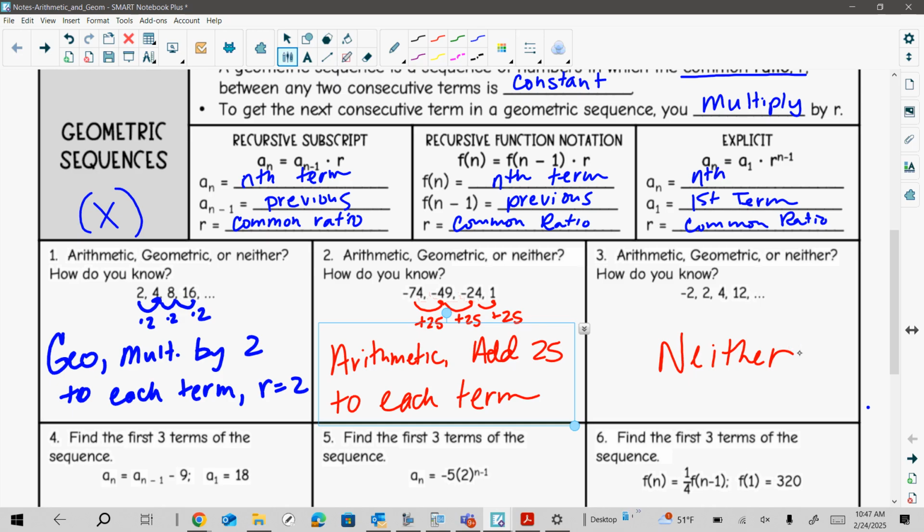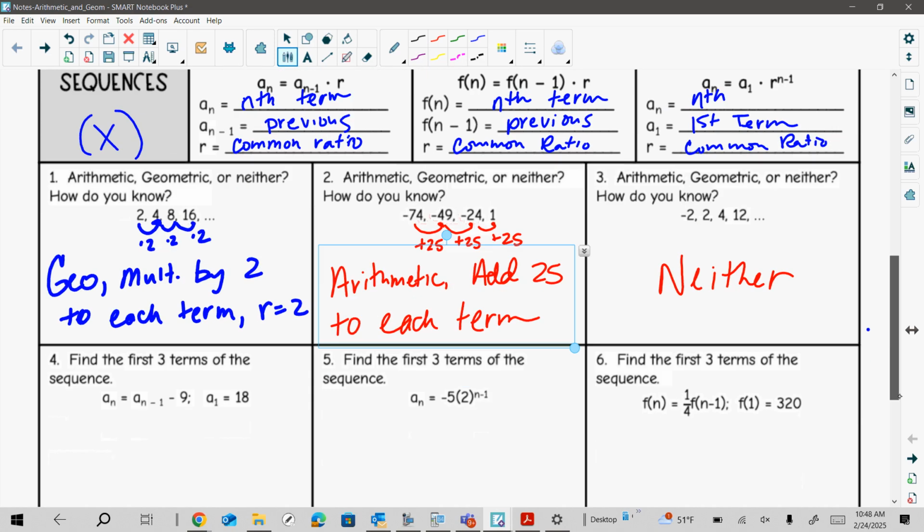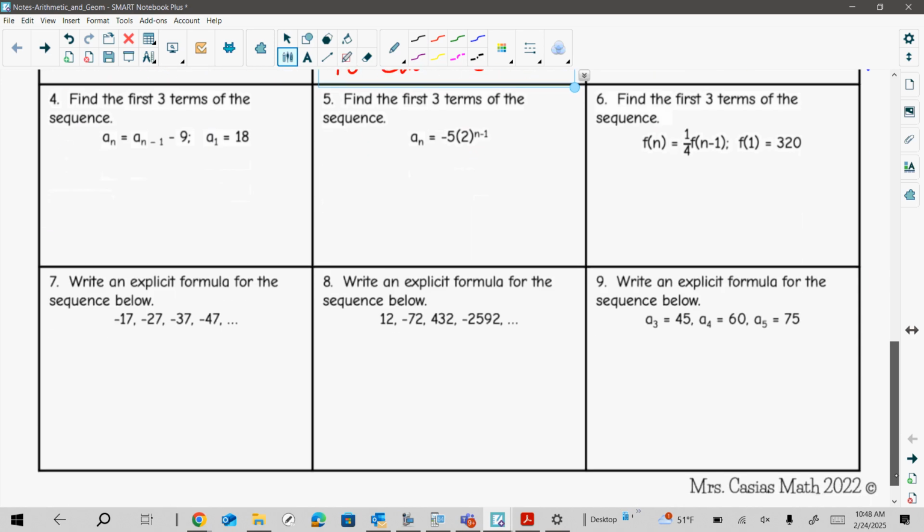All right, so now they're going to be giving us the parts of the sequence, either the common ratio or the common difference, and they want you to find the next 3 terms. So let me explain how this is broken down. This part, a sub n equals a sub n minus 1 minus 9. This is our formula.